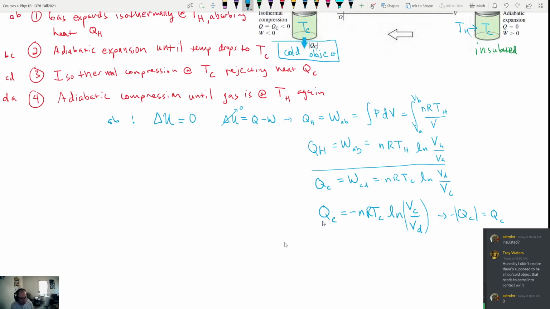And now we can find the ratio of QC over QH. Let's do that over here. So now we can find the ratio of QC divided by QH. And that is going to be, QC is negative nRTC natural log VC over VD. We're dividing that by positive nRT hot natural log of VB over VA. Okay. Anyone have any questions so far?